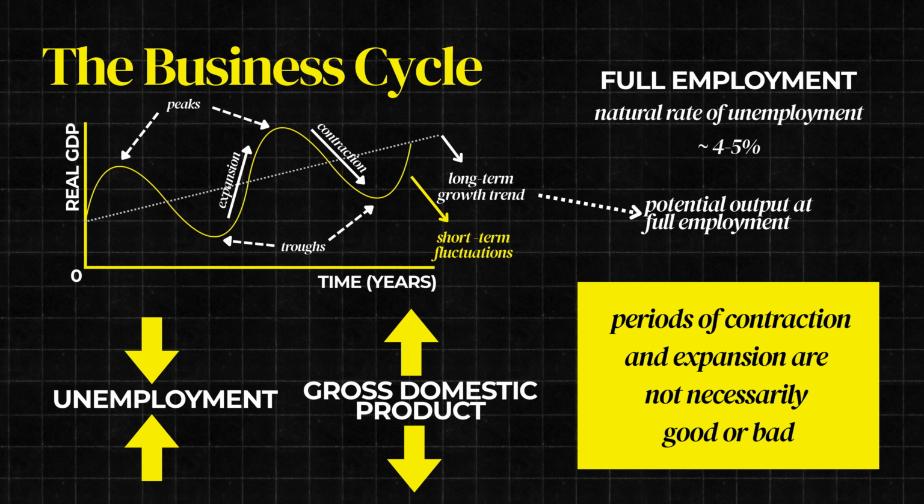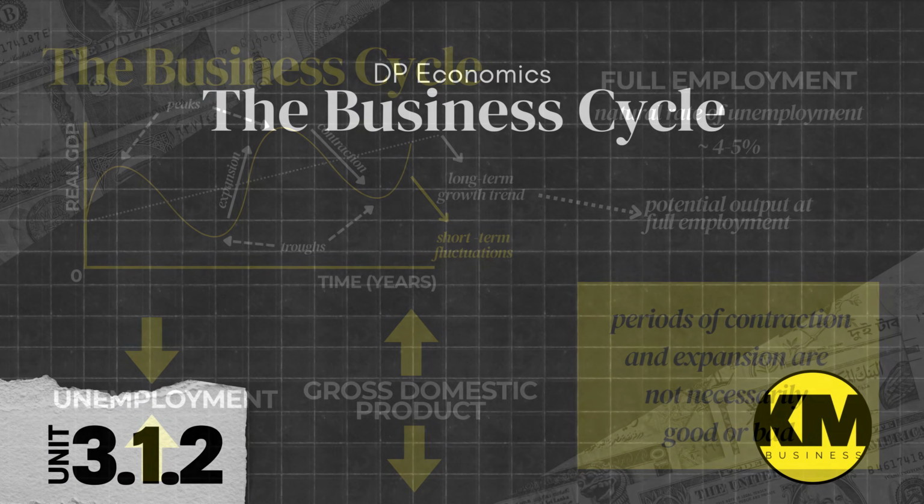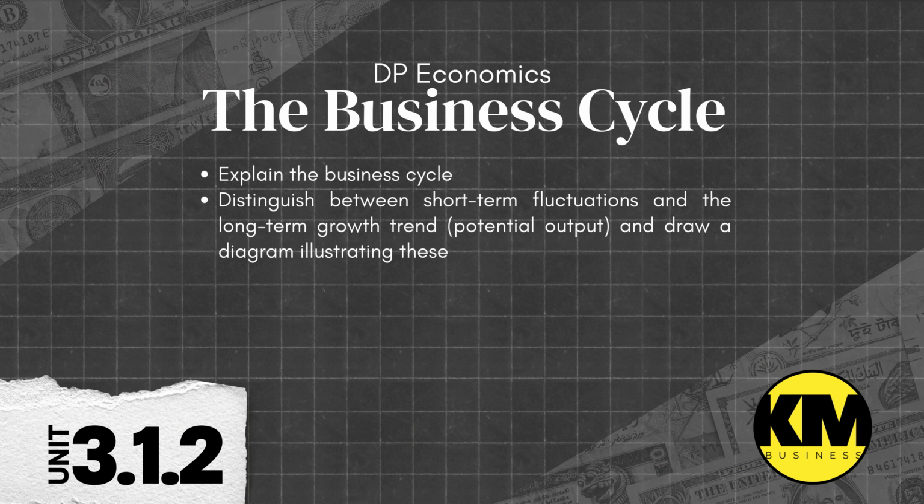To sum up, the business cycle describes short-term rises and falls in real GDP, while the long-term growth trend represents potential output and sustained economic growth. Actual output fluctuates around this trend, sometimes above it and sometimes below it. Understanding this relationship is essential for analyzing unemployment, inflation, and government policy throughout the rest of macroeconomics. And that's all for today's lesson.